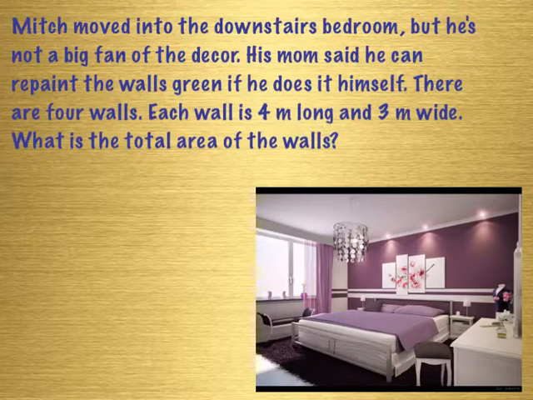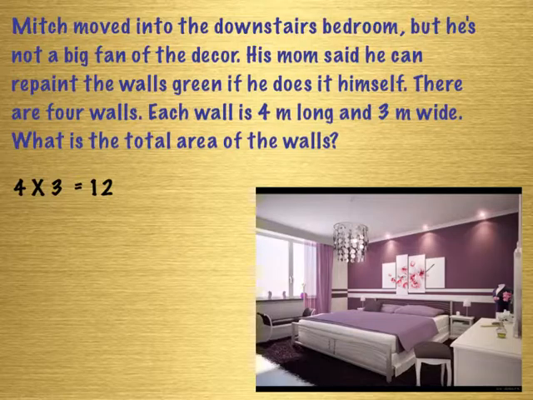So there's 4 walls. Each wall is 4 meters long and 3 meters wide. We want to know the total area of the walls. To start, let's find the area of one wall. If you remember, the formula for finding area is to multiply the length by the width. 4 meters long and 3 meters wide, 4 times 3 is 12. So each wall is 12 meters squared.